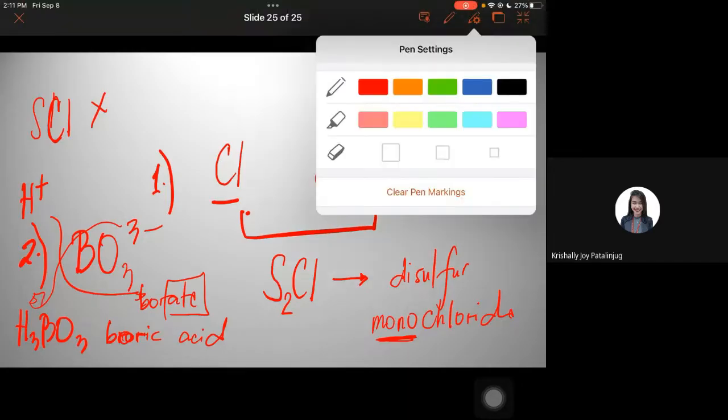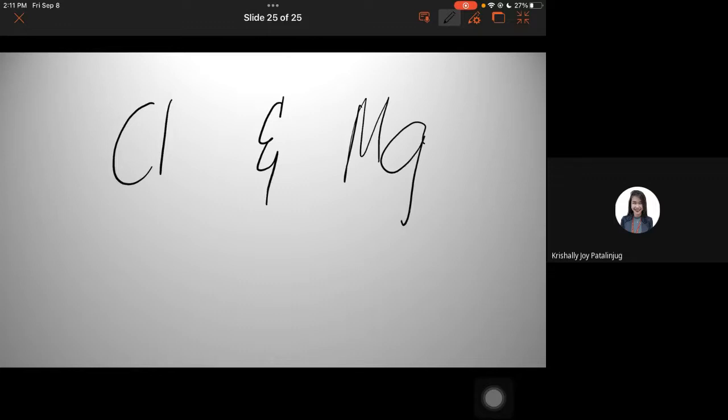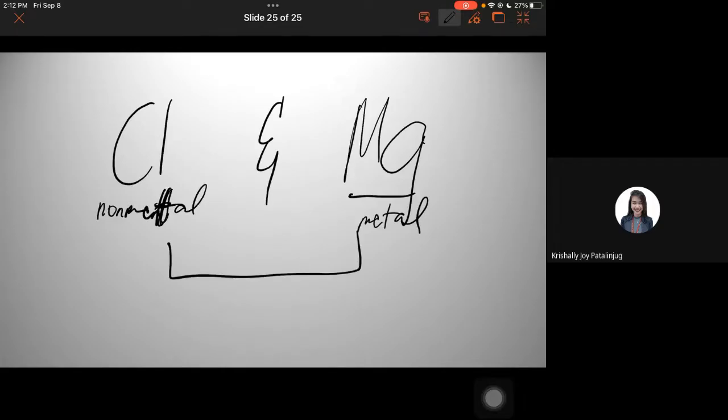And then last, for ionic compounds, let's say the given are chlorine atom and magnesium. If you analyze the given elements, di ba chlorine is a non-metal? How will you know it's a non-metal? Di ba it is found on the upper right portion of the periodic table? Magnesium is a metal. So based on these given atoms, we could tell the compound you can derive would be an ionic compound because you have a metal and a non-metal.